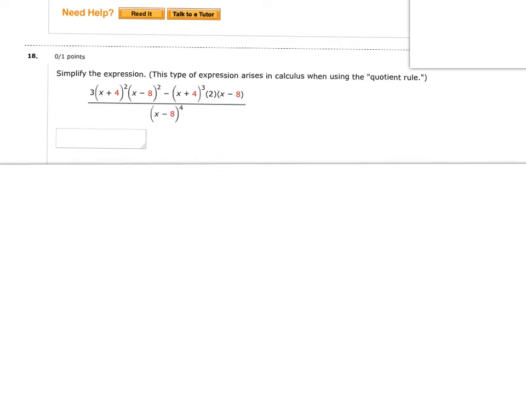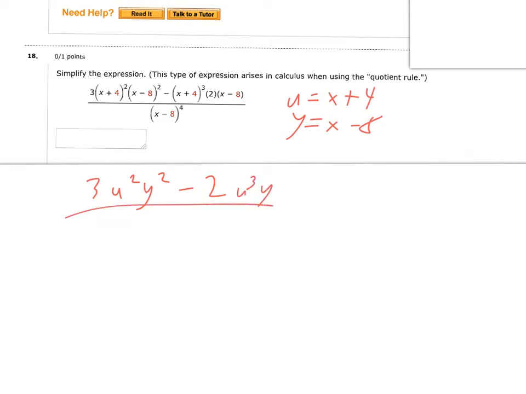We're going to do a u sub. So I'm going to let u equal x plus 4, and we'll need another one, y equals x minus 8. So I'll write this as 3u squared y squared minus 2u to the third y, and that's going to be all over y to the fourth. So up top here I see I can factor out a u squared and a y, which will leave me with 3y minus 2u all over y to the fourth. You can see I can cancel out one of these y's now that that's factored out front.